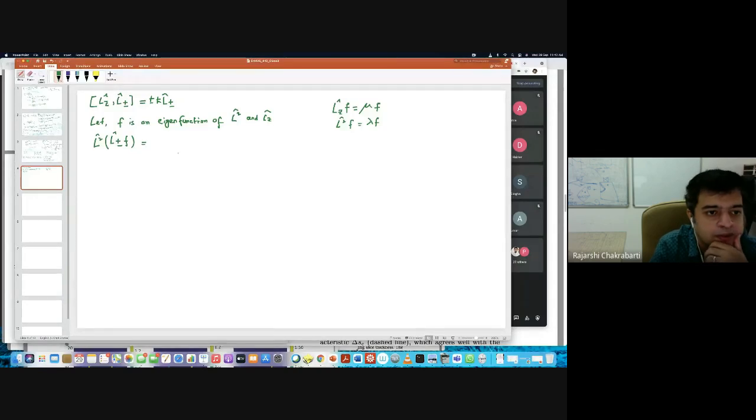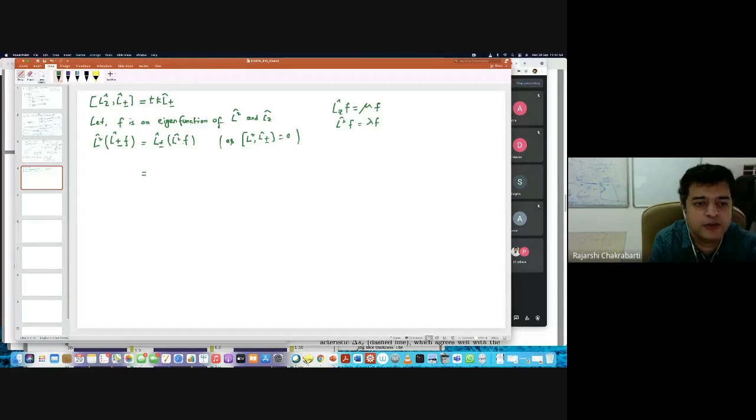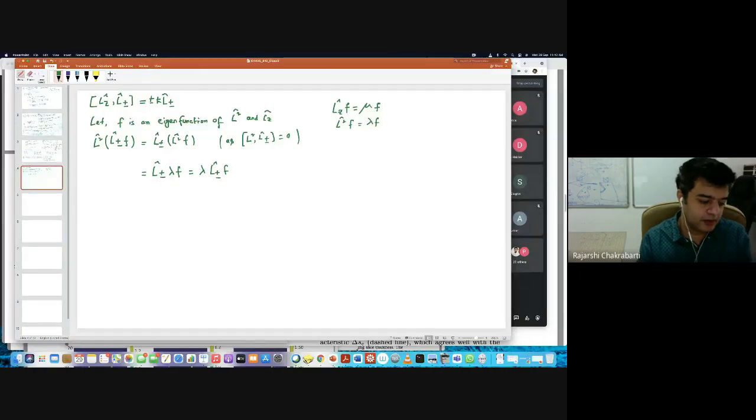It is going to be what? Can I write it like this, L plus minus into L square f? Yes, because L square and L plus minus commute. So what is the value of L square operating on f? This gives you lambda f. Then you can take the lambda out because it's a constant. This is clear.